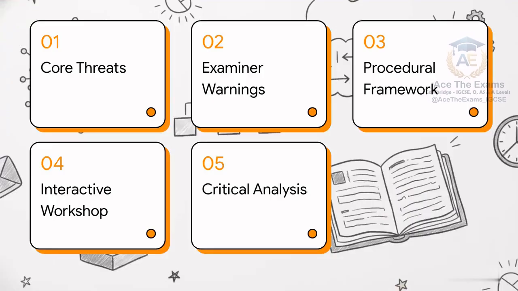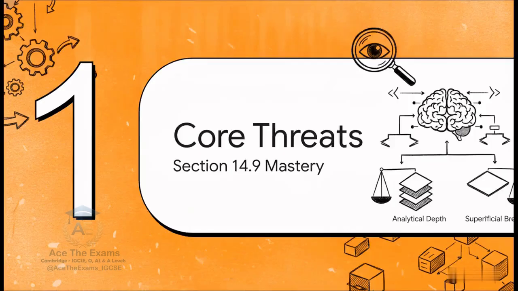So, here is our incredibly focused roadmap for today's explainer. First, we'll deconstruct the core network security threats. Second, we'll reveal the top 3 examiner warnings. Third, we'll master the procedural answering framework. And finally, we'll elevate your answers to achieve critical analysis for those absolute maximum marks. Section 1, Core Network Security Threats.